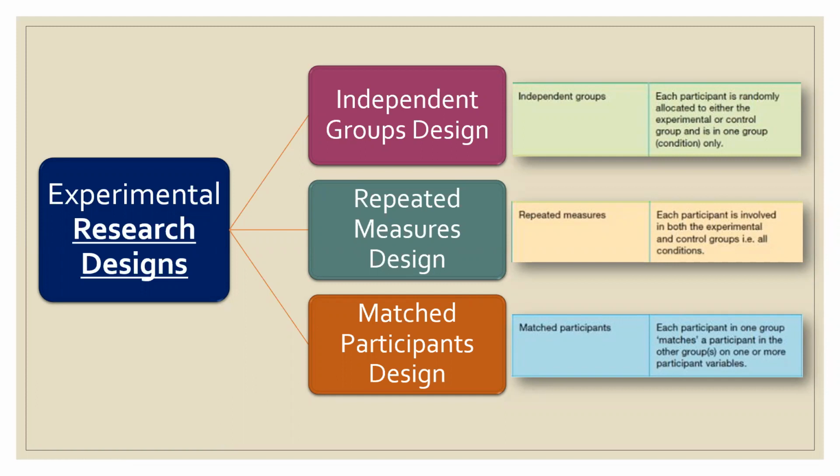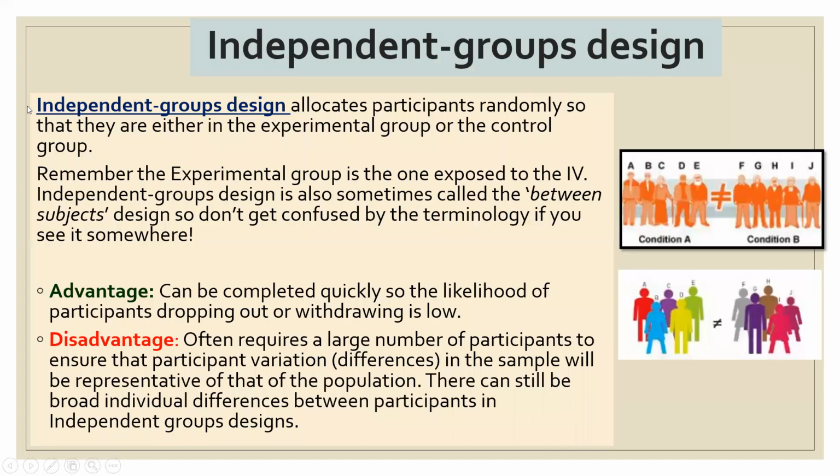So for example, in our class, let's say we've got 24 students. I would put 12 of those students in one experimental group and the other 12 in the control group, okay? If I'm using that kind of method, that's called independent groups design. That basically means that I just randomly allocate half of the class to the experimental group and half of the class to the control group.